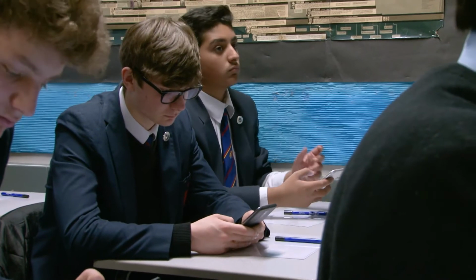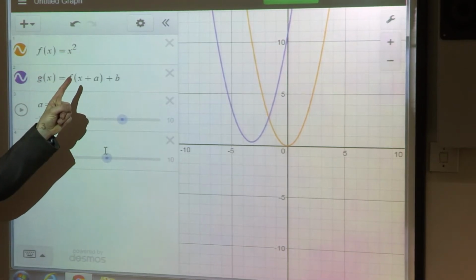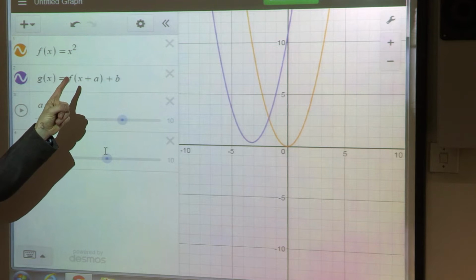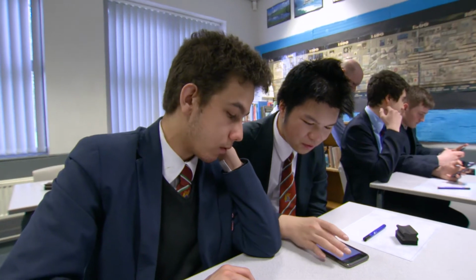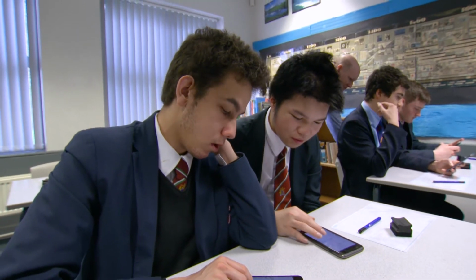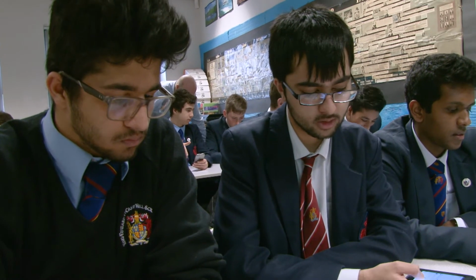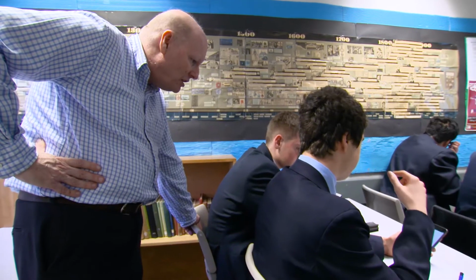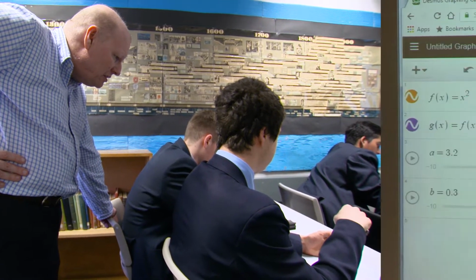Turn to the person next to you and describe how A and B affect the transformation on the graph. So as A gets more negative, it moves further to the right, and as it gets more positive, it moves further to the left. So it's just horizontal translation. Well, A is horizontal, B is vertical. But then for A, it's translated by minus A, the x value.